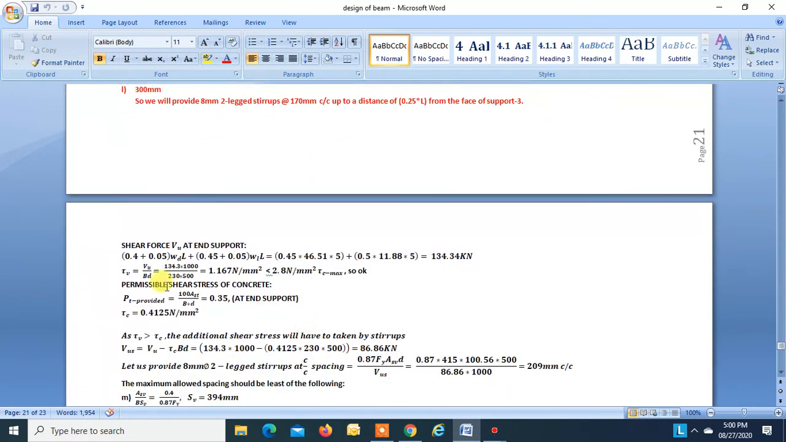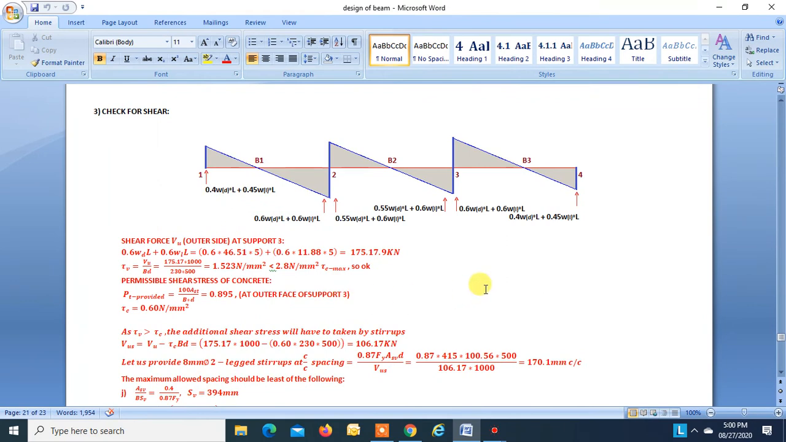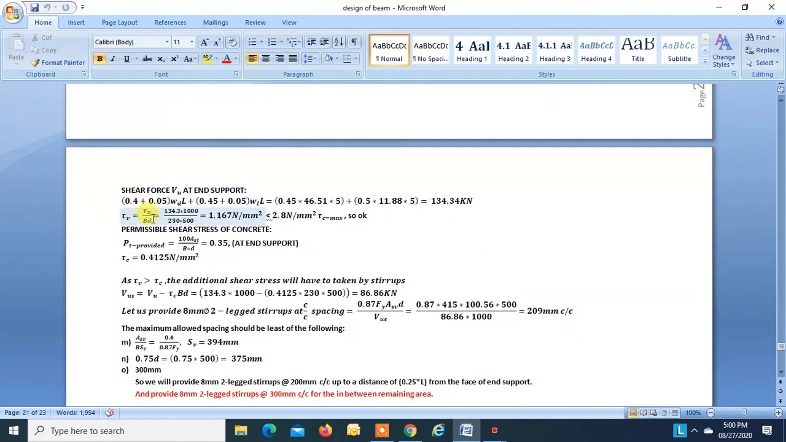Coming to the end support, that is this support end. Okay, so these are the coefficients. Remember we have to add 0.05 because the beam falls on a free end, as per code. So total kilonewton VU is 134.34. Tau V comes out to be 1.167, less than tau C max. PT is 0.35, tau C corresponding is 0.412. Tau V is greater than tau C.